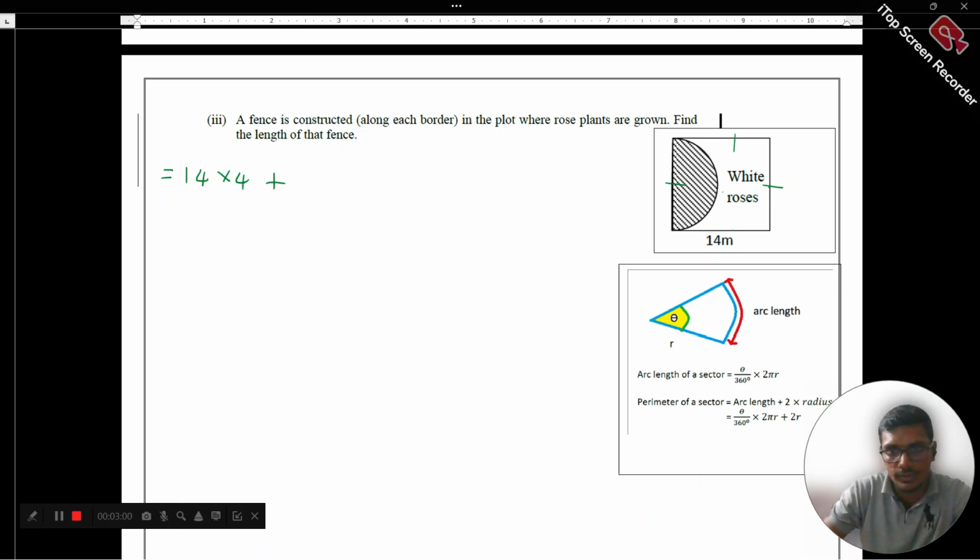The arc length formula is theta over 360 times 2 pi r. This part, the arc of the sector, this length should also be taken, because there will be a fence in that range also. So for that formula, theta is 180 over 360 times 2 times pi, which is 22 over 7, and the radius will be 7 meters.